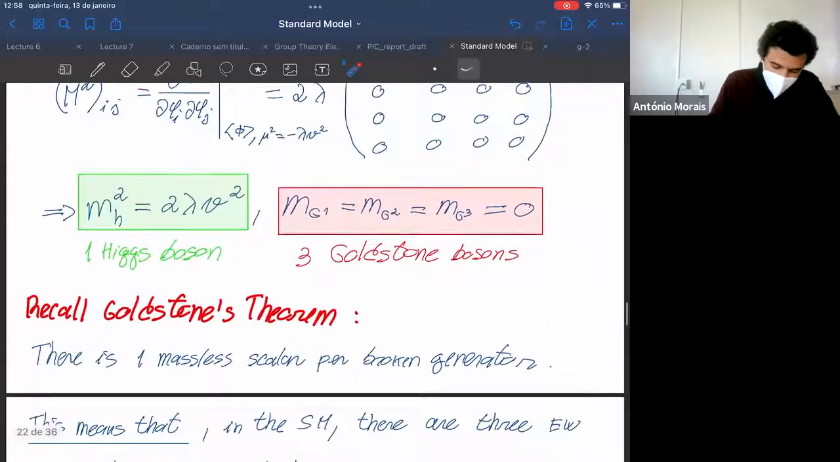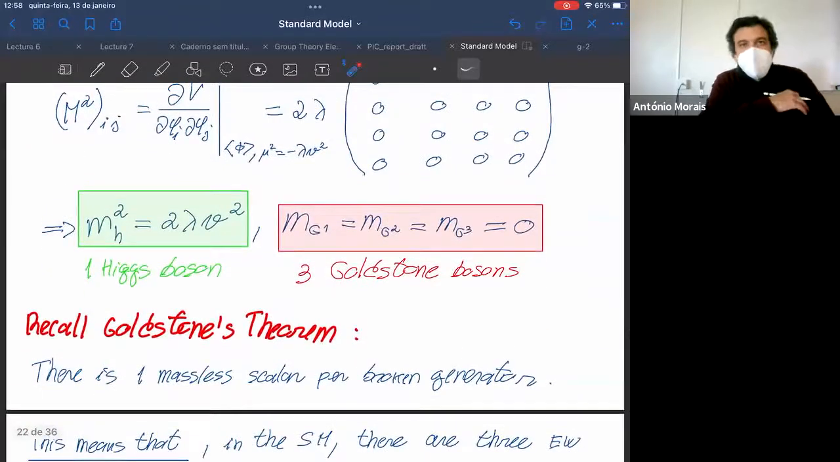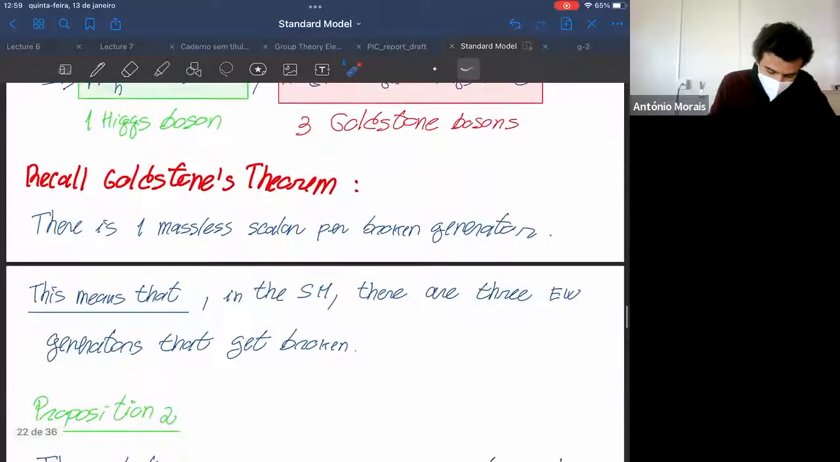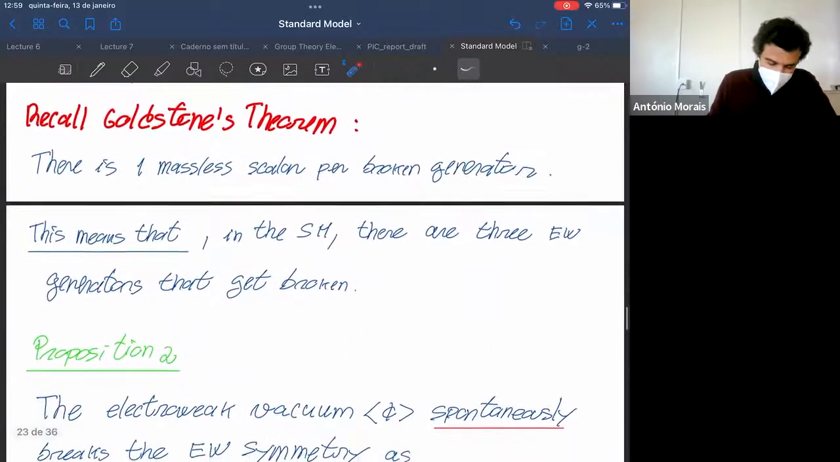And now you recall the Goldstone theorem. I wrote 10 pages about the Goldstone theorem in the previous lecture, but now I resume it in one sentence. There is one massless scalar per broken generator. So if you have 3 massless scalars, it means that we must have 3 broken generators. And this leads to another proposition.